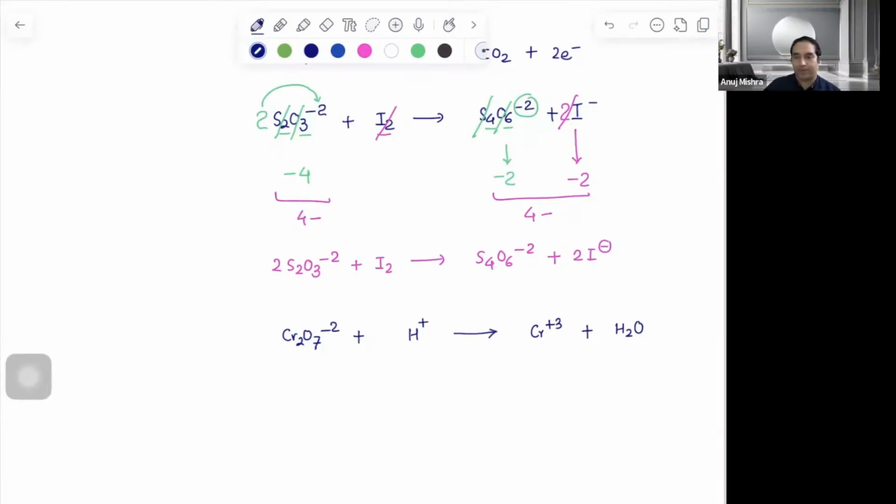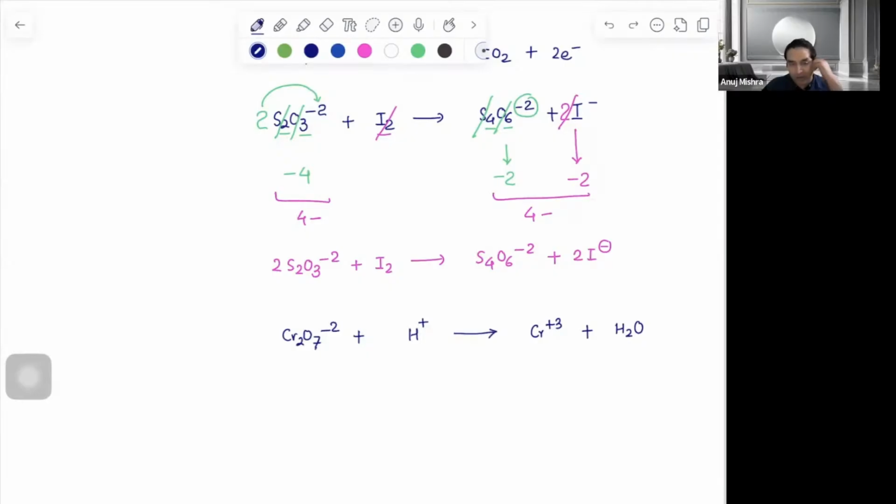Try this one. Again, keep the very crude fundamental that you have learned so far, which is to balance atoms. How do you balance atoms? You'll say Cr2. So the first thought that should come to your mind is 2Cr plus 3. Is it clear or not? Can you do such things? Likewise, H plus and H2O. And then you try to balance the charge.